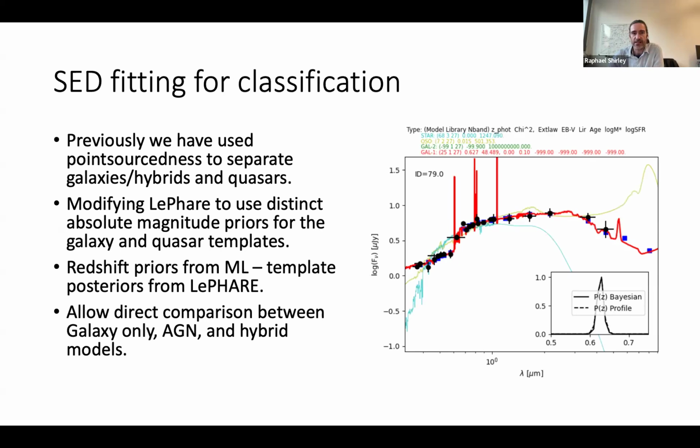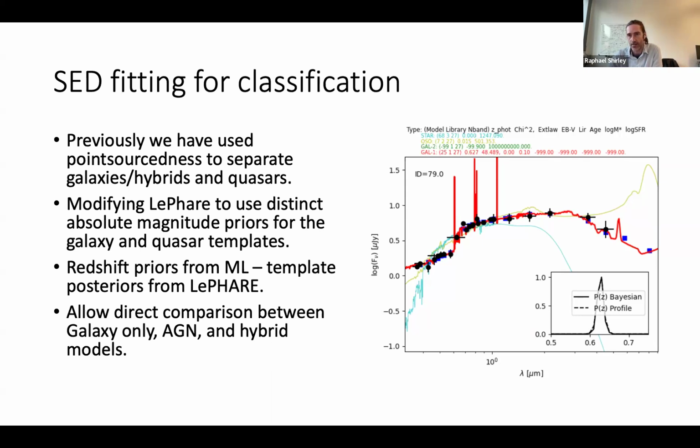So SED fitting for classification is another possible use of the template fitting. Previously we've, for instance, used point-sourcedness to make a distinction between galaxies and hybrids and quasars. As I mentioned, extended objects are more likely to be nearby and have more of a host contribution. If they're point sources, they're more likely to be real quasars where you're dominated by the AGN. But we can, of course, use this template fitting to classify objects. So we have these sets of quasar, AGN, and stellar templates, and we get this sort of classification for free in a way.